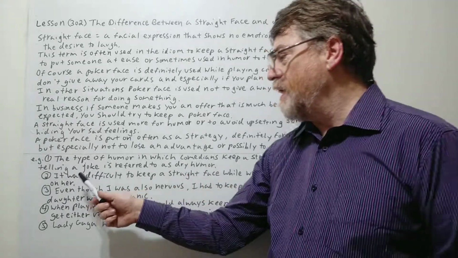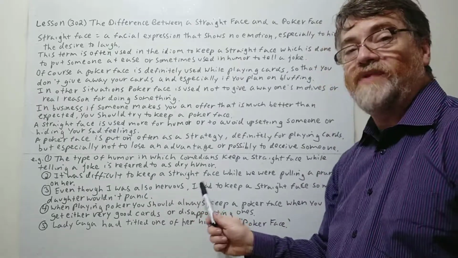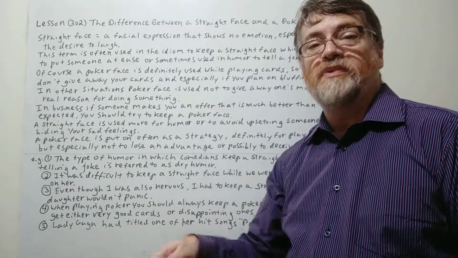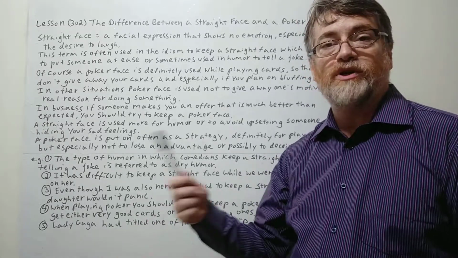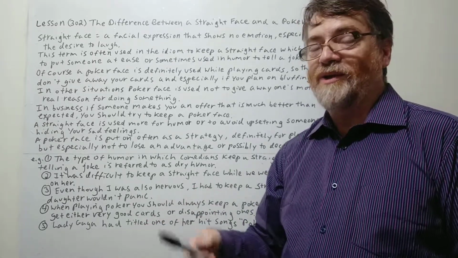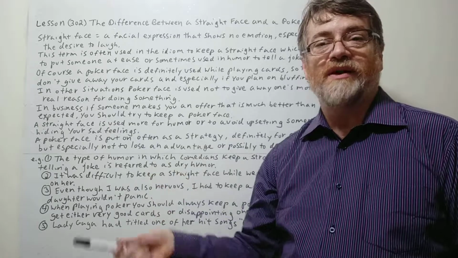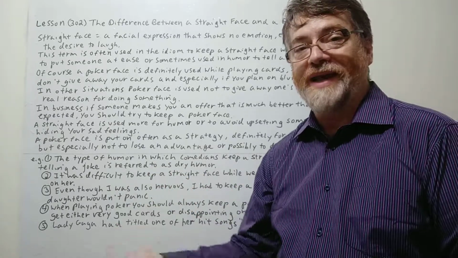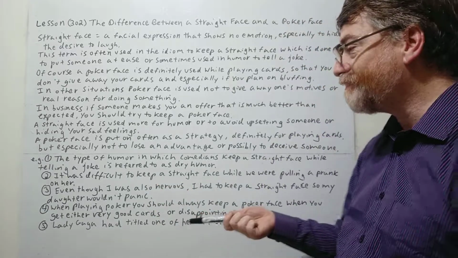Number two, it was difficult to keep a straight face while we were pulling a prank on her. So maybe you're pulling a joke or a prank or a trick on somebody, and you don't want them to realize that you're pulling the trick on them yet. You're trying to stop yourself from laughing. You might think it's funny already, especially if it's working.